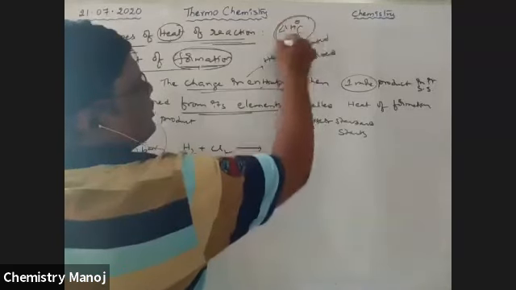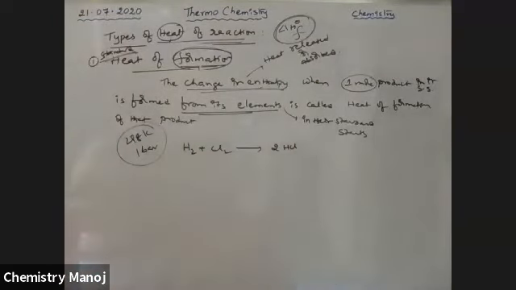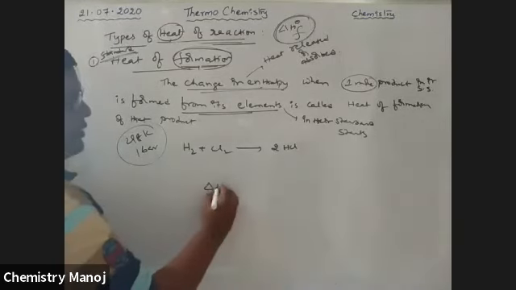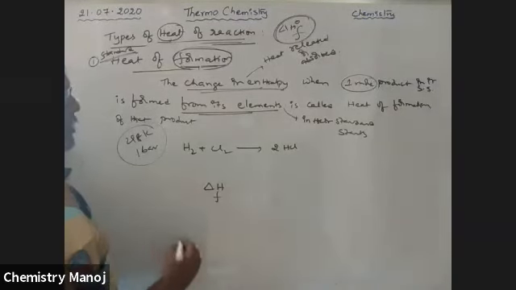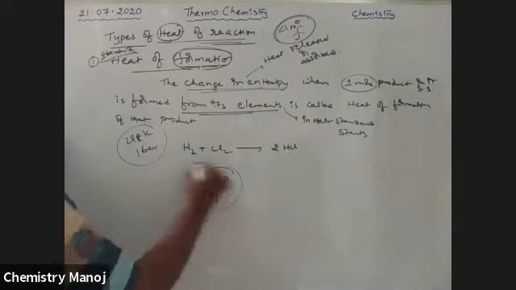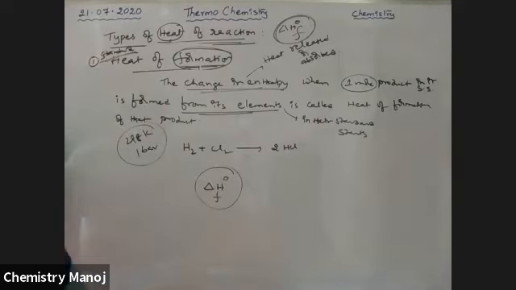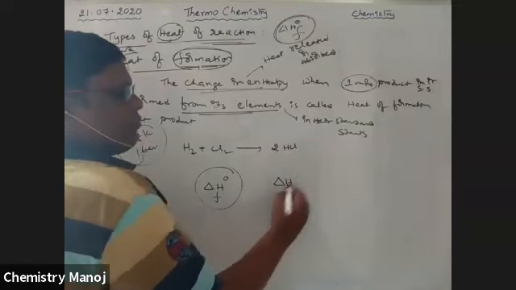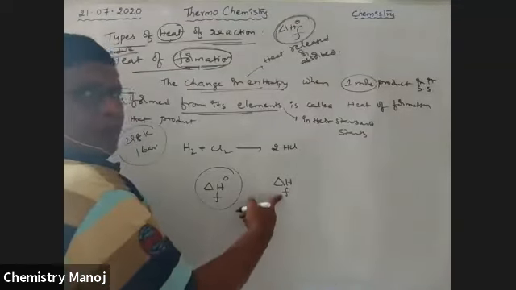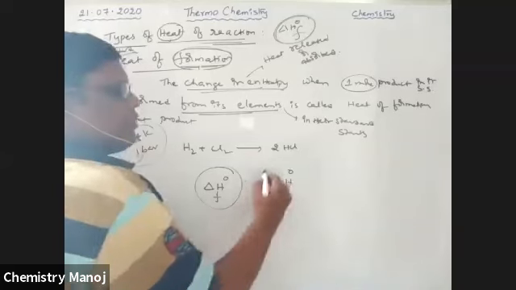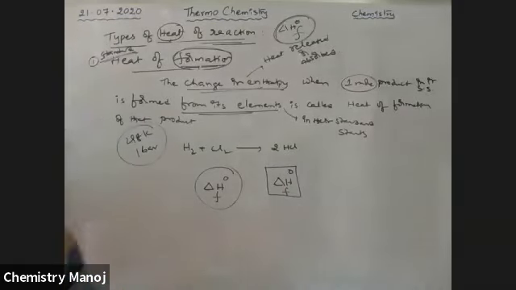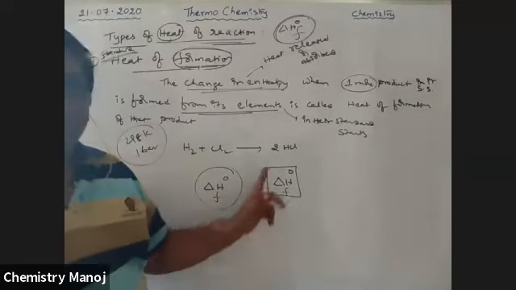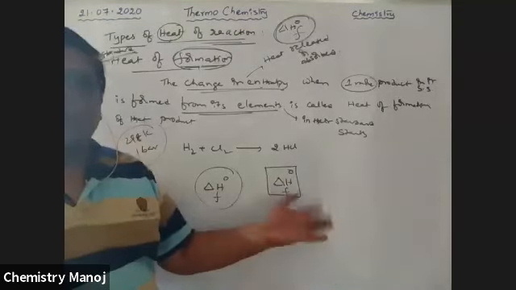F indicates formation. So delta H means change in enthalpy, and F means formation of that product. F naught means standard heat of formation. That is the symbol, delta H of. If naught is introduced, that is the standard case. This is very important. If naught is there, that is standard conditions. If naught is not there, it is at other cases.